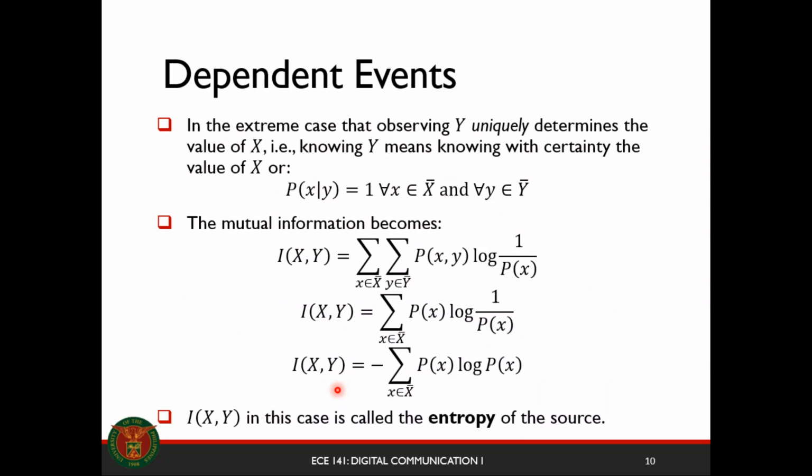What if we have dependent events? So let's say we have an extreme case then. Say y uniquely determines the value of x. So by observing y, we know exactly what x is. That means for any element of the set x given any element of the set y, the a posteriori probability becomes equal to 1. So your mutual information will be simplified into this expression right here. And we call this the entropy of the source, I of x,x. So entropy is also called self-information.